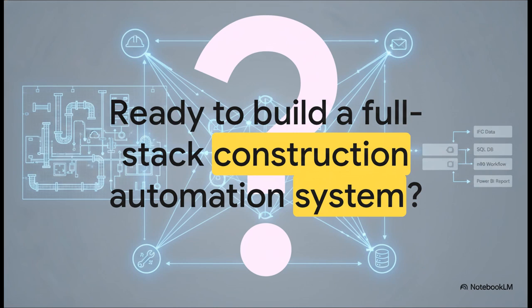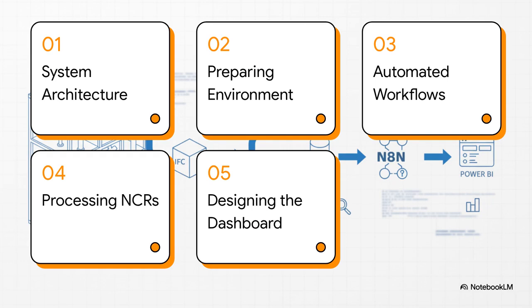If you've ever been the developer tasked with connecting all the messy pieces of a construction project, the BIM models, the endless stream of emails, the critical site reports, and turning them into one single intelligent system, well, you are in the right place. Let's map out exactly how we're going to do it. So here's the plan. First, we'll look at the high-level blueprint of our system. Then, we'll get our hands dirty preparing the technical environment. After that, we'll build the automation engine itself and put it to the test with a really critical process, handling non-conformance reports. And finally, we'll bring it all to life by visualizing the data in a powerful command center.